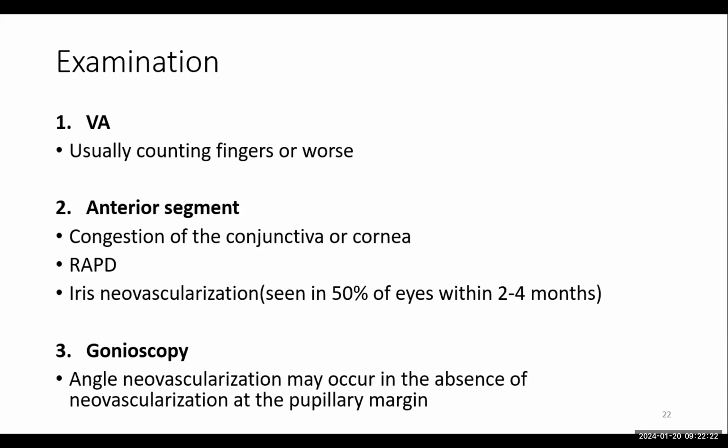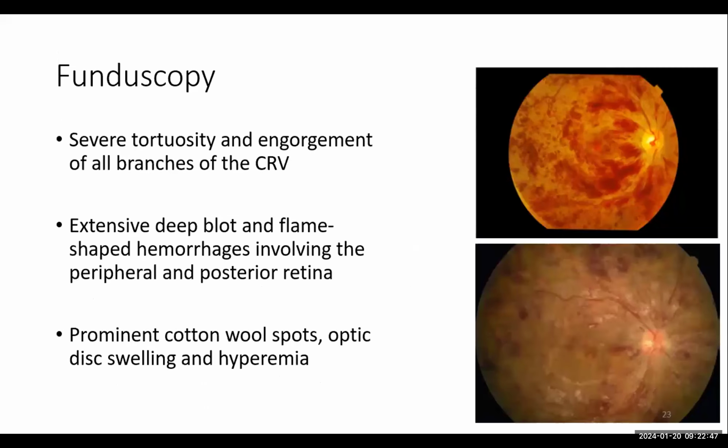Iris neovascularization is usually common in 50% of eyes within 2 to 4 months, sorry. So unlike that, we have the ischemic type. And then on gonioscopy, you see neovascularization along the pupillary margin or in the angle.